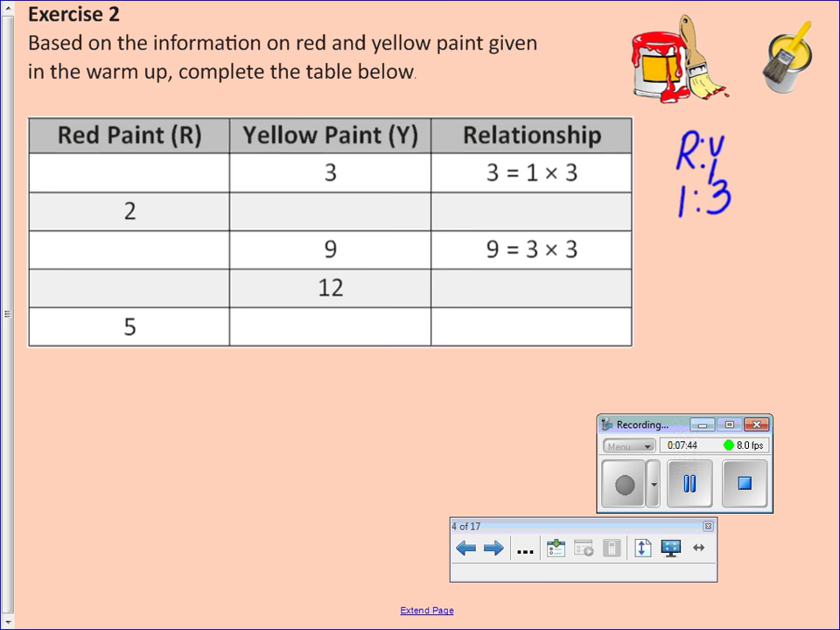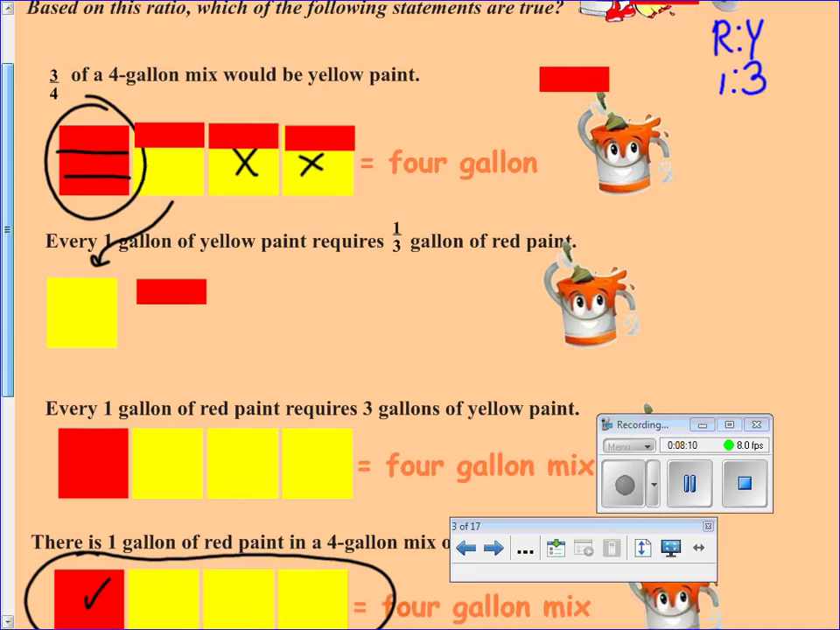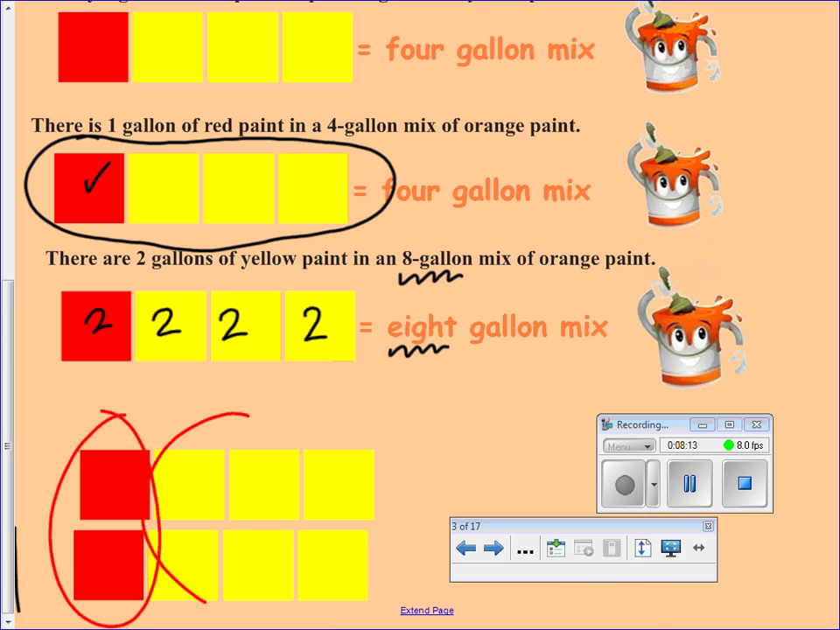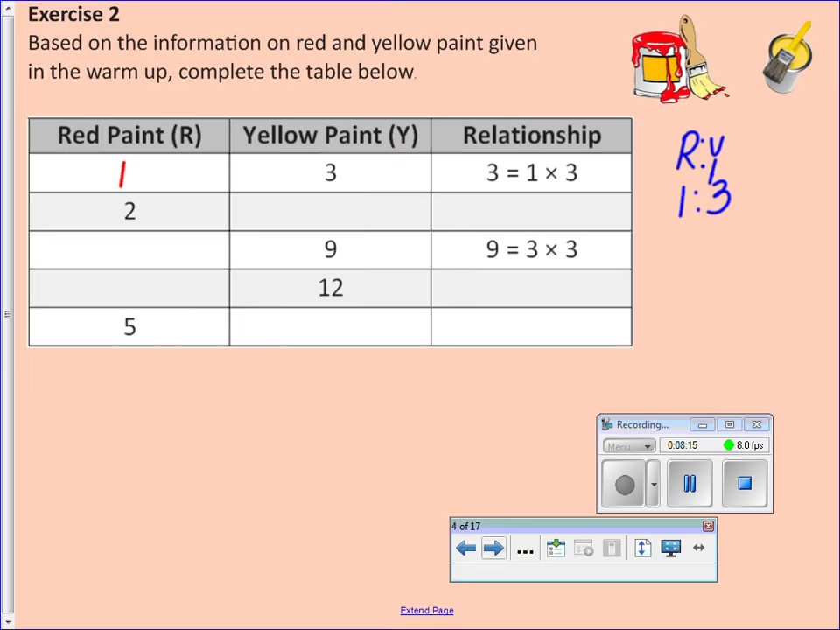Scale up, scale down. Think of the value. Think of the ratio. Think of the tape diagrams that we use, the paint chips. Yep. So for every 1 gallon of red, we had 3 gallons of yellow. The last question, if I had 2 gallons of red, down here, how many yellows did I have? 6. So I had my 2 red.